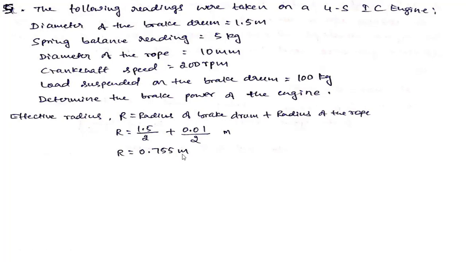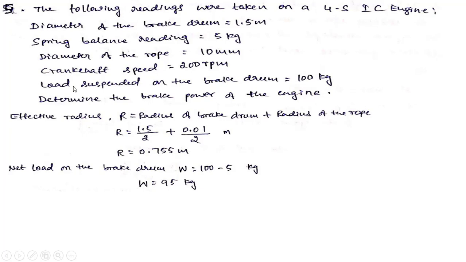Then we'll move to what is the net load acting on the brake drum. So net load on the brake drum is the load suspended on the brake drum minus spring balance reading. Here you need to subtract the spring balance reading. Please be careful. In the effective radius, you need to add the radius of brake drum plus radius of rope. Here, when you are calculating net load, it should be load on the brake drum minus spring balance. So please be careful when you are substituting this value. 100 minus 5 is equal to 95 kg.